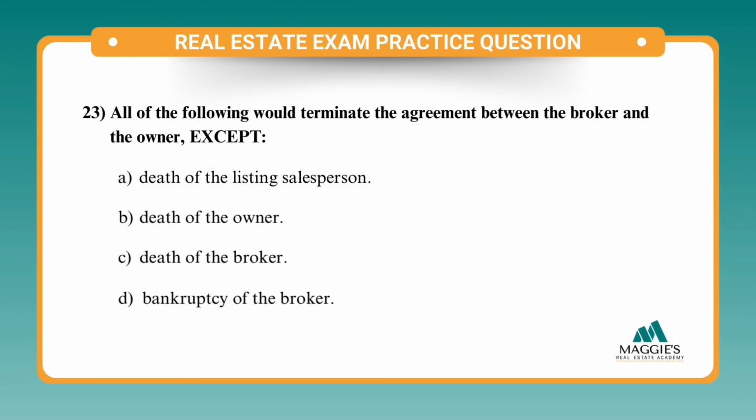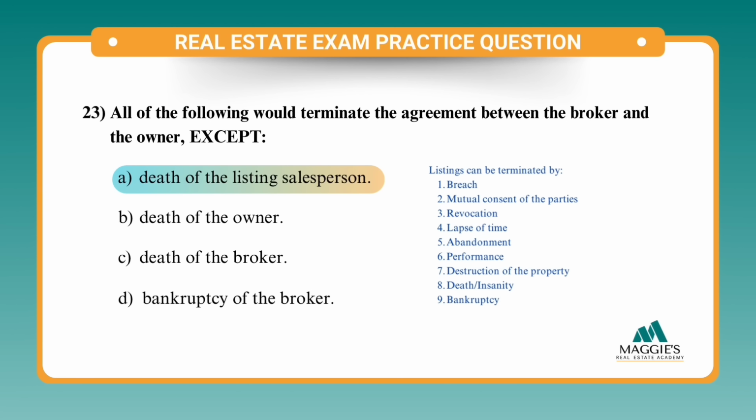Number 23. All of the following would terminate the agreement between the broker and the owner except A, death of the listing salesperson, B, death of the owner, C, death of the broker, or D, bankruptcy of the broker. The correct answer is A, death of the listing salesperson. In a typical real estate listing agreement, the death of a listing salesperson, while pretty sad, does not mean it terminates the agreement between the broker and the owner. Sorry to say, agents, but yes, that is true.